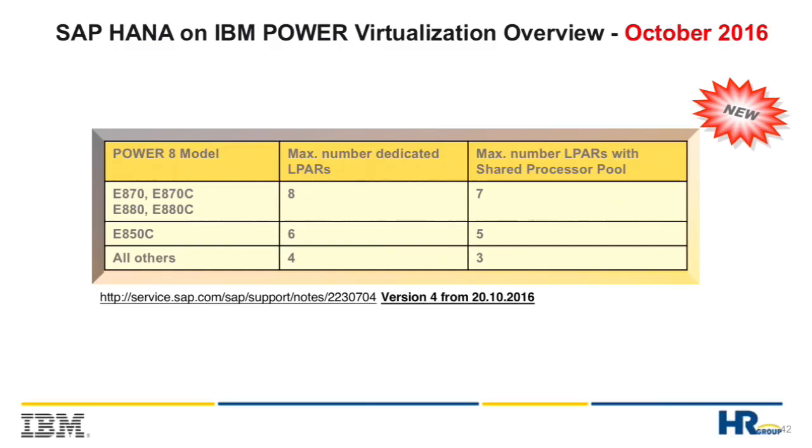So we are on the right way. That is right now what we can do. On our enterprise servers we can use 8 dedicated SAP HANA LPARs, or 7 plus a shared pool, which normally is the recommended setup. For the E850s we have 6, regarding 5 plus shared pool, and for all other servers we have 4 or 3 plus shared pool. So that is what is right now allowed.